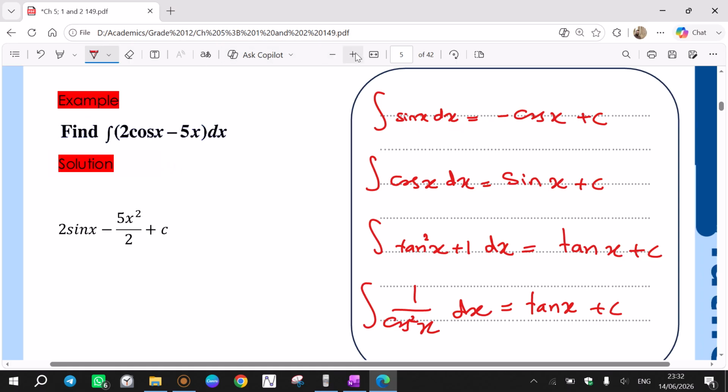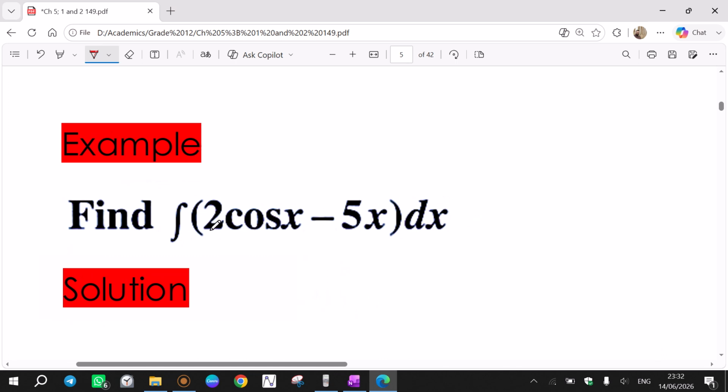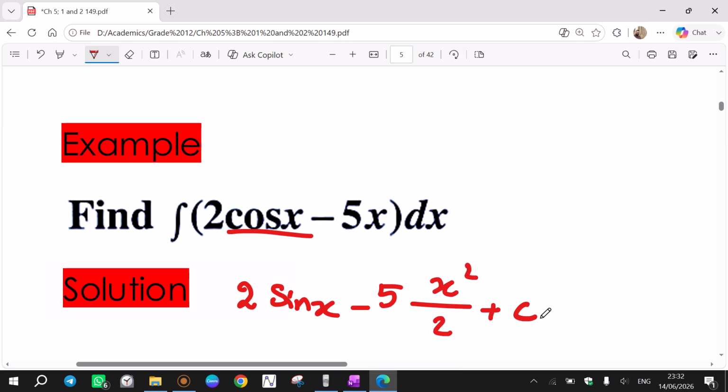Now look at this. This 2 is multiplication, stays the same. So I have cosine, integral of cosine is just sine, so the 2 stays, 2 sine x. Minus stays the same, 5 stays the same, integral of x power 1 is x power 2 over 2 plus c. And luckily this function is already in the simplest form.